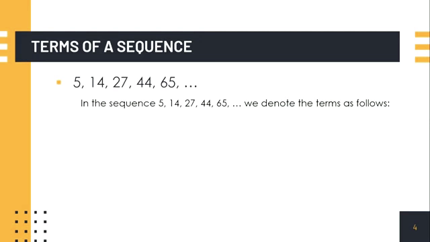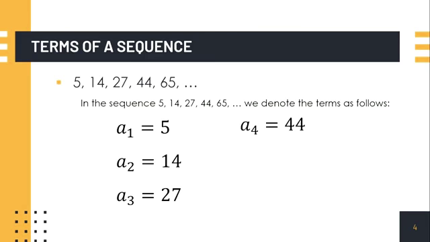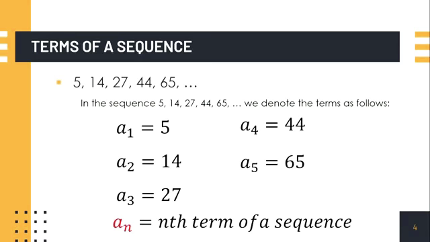5, 14, 27, 44, 65, we denote the terms as follows. a sub 1, that is our first term. Our second term is 14, we denote as a sub 2. And a sub 3 is for our third term, 27. And then a sub 4 is equal to 44, that is our fourth term. And a sub 5 is equal to 65, and that is our fifth term. So, we call a sub n the nth term of a sequence.